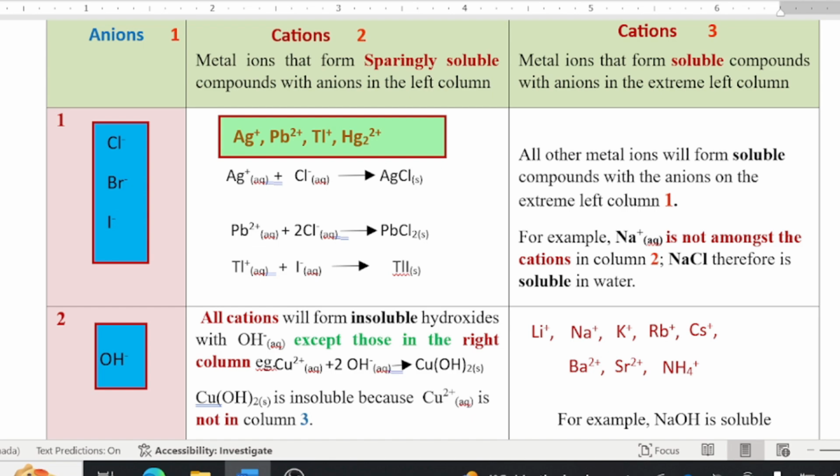Across here, these metal ions do not form precipitates when they encounter these anions. Let us say I wanted to know if potassium chloride will form a precipitate. I look for chloride, chloride is here. Is potassium here? No, potassium is not here. It's over this side here. So definitely potassium chloride will not form a precipitate. It will stay as a solution. It will dissolve. So that's row 1.